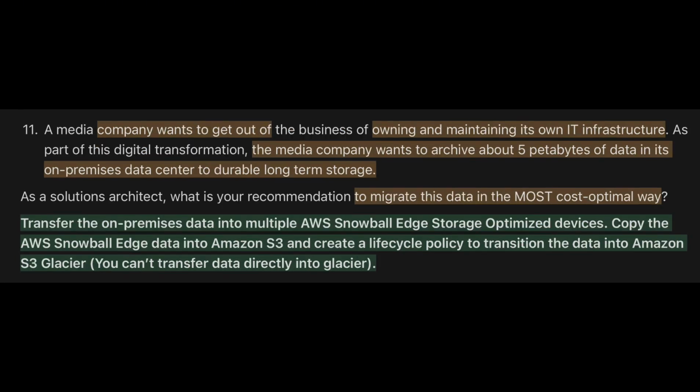And now let's say a company wants to stop owning and maintaining its own IT infrastructure. And now the company wants to archive about 5 petabytes of data in its on-premises data center to durable long-term storage. Well, the way in which they can migrate this data in the most cost-efficient, optimal way is to transfer the on-premises data into multiple AWS Snowball Edge storage optimized devices, and then copy the AWS Snowball Edge data into Amazon S3 and create a lifecycle policy to transition the data into Amazon S3 Glacier. And remember, we use a lifecycle policy because we can't transfer the data directly into Glacier.